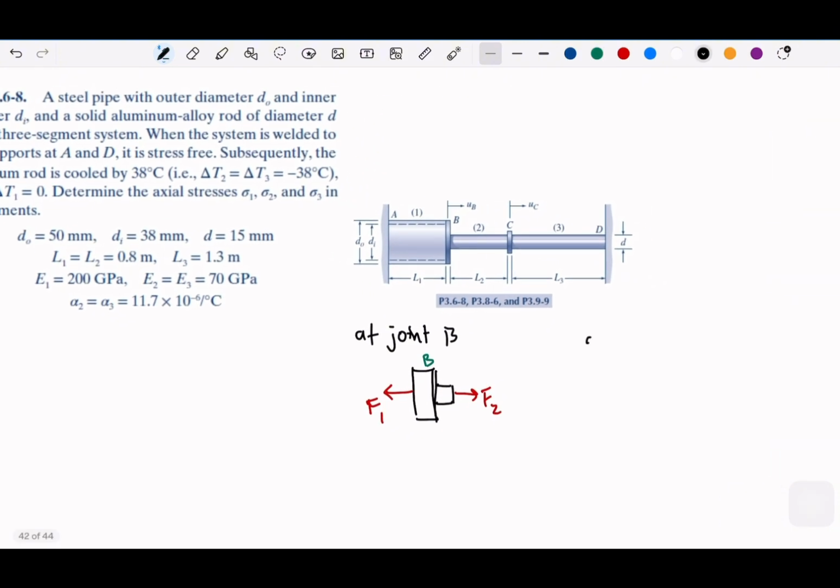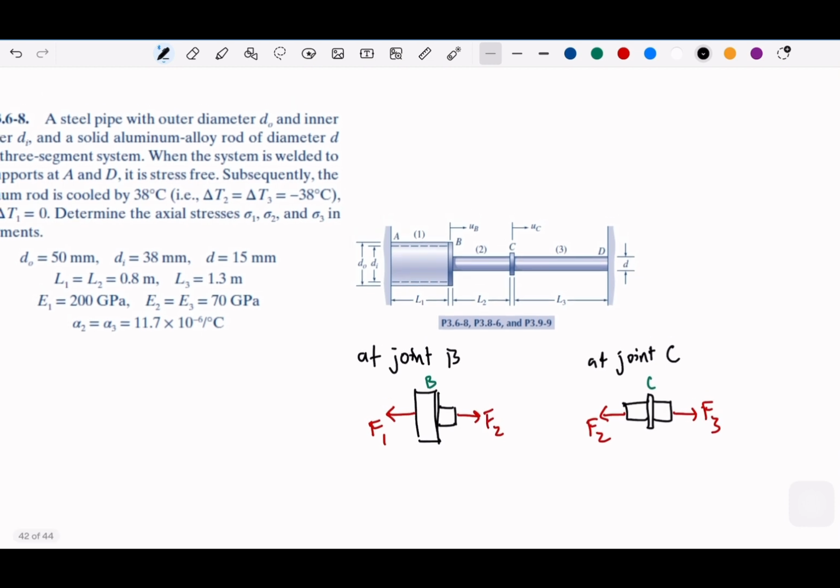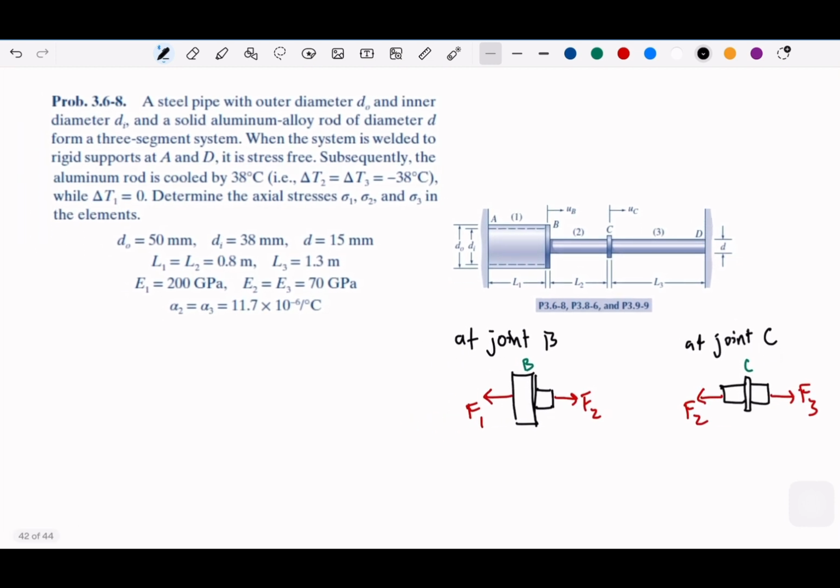And then at C, okay, we have this F3 and F2. Okay, I think that's it. We can move on for a while.